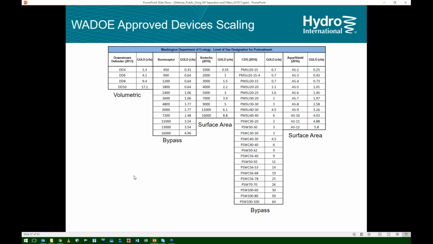When I look at the approvals currently within the Washington DOE, I take my 4 foot unit and go to a 10 foot unit under volumetric scaling because it's a legacy device. I can treat up to 17.1 CFS in my 10 foot unit. Where a current device is limited to surface area scaling, they can take their 4 foot unit and scale it up to a 10 foot and actually be at 4.03. So there's a significant influence on the scaling. So we have some inequity in this chart.